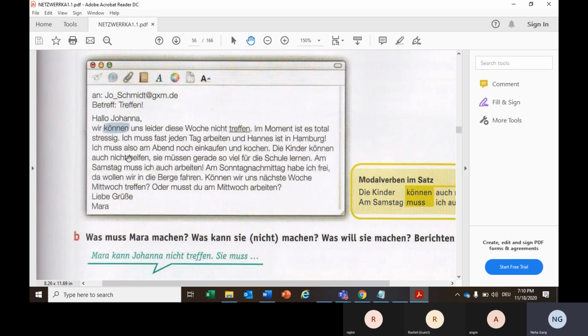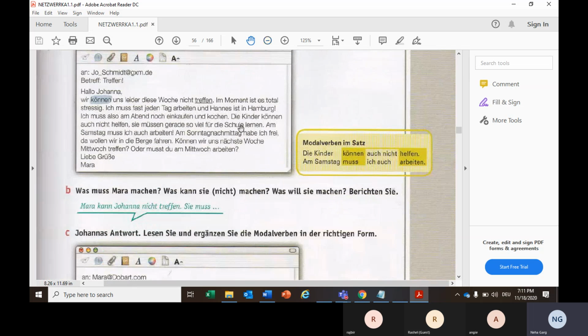So here, if you guys have noticed, they have used a lot of modal verbs and how the sentences have been made with the help of verbs. So the modal verb has been placed at the second place, conjugated as per the pronoun, and then the other verb, the main verb, has been placed at the end in an infinitive form.